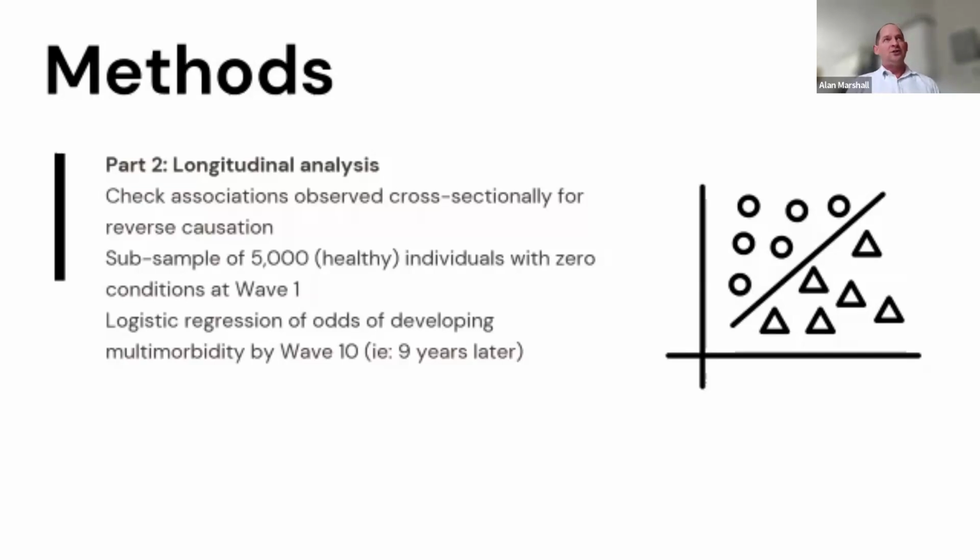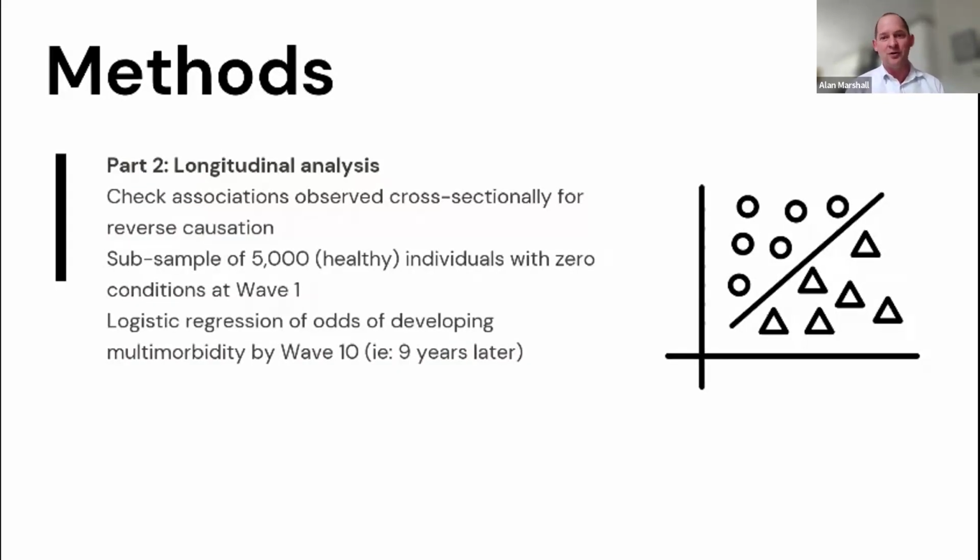So, we were concerned with this idea that deprivation might be associated with multimorbidity, but it could be that people who have multimorbidity are selected into deprived places, so that the association could run in both directions, and we wanted to just guard against making false claims in relation to that.